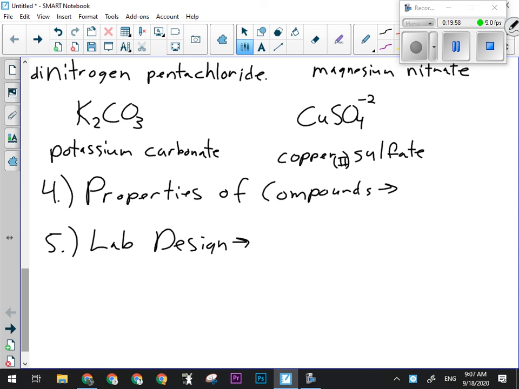What is the manipulated variable? Lamination. Yeah, the lamination. He's putting on a different lamination. What's the responding variable?